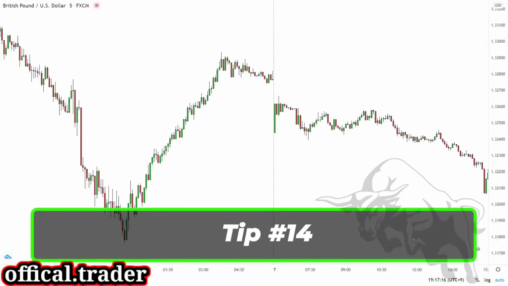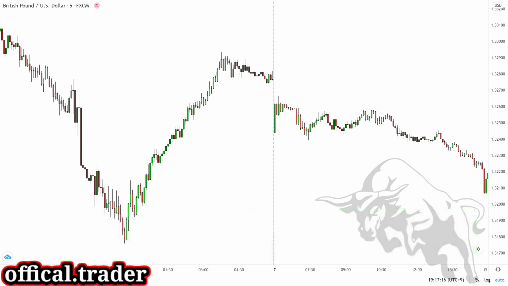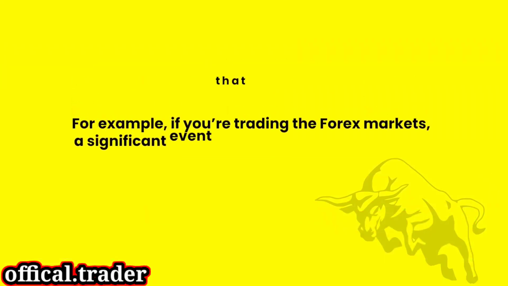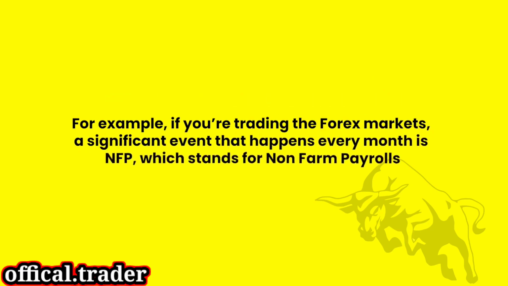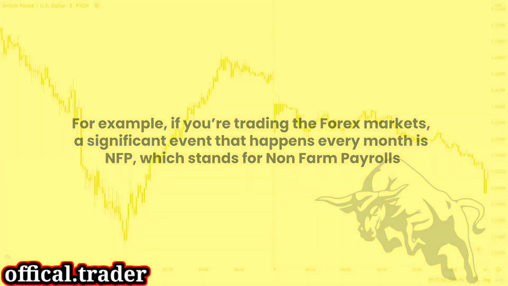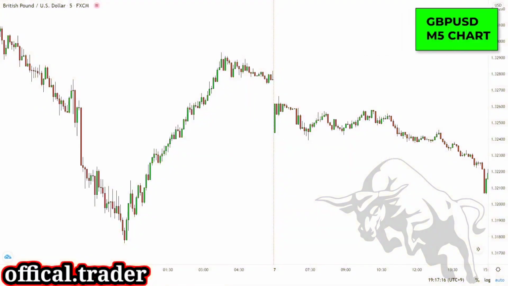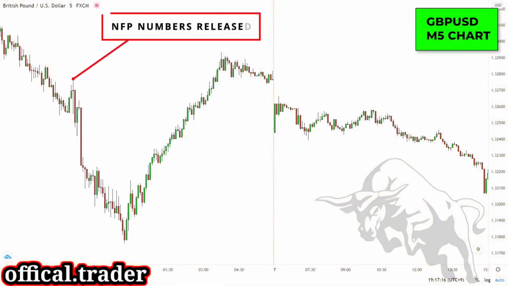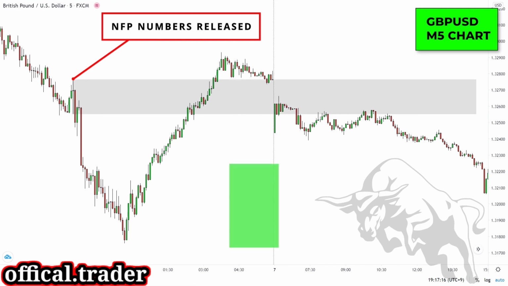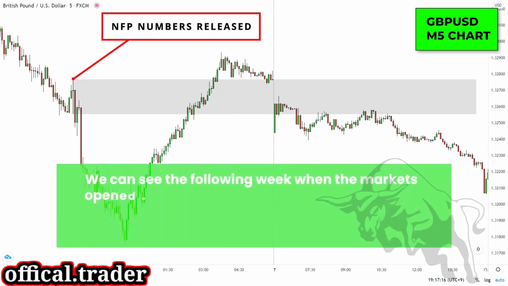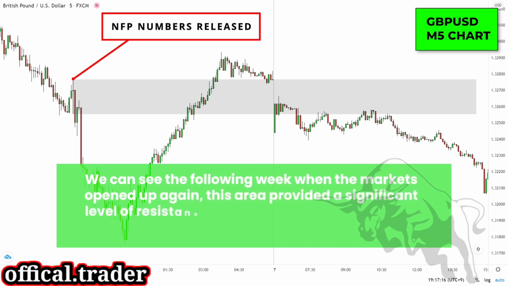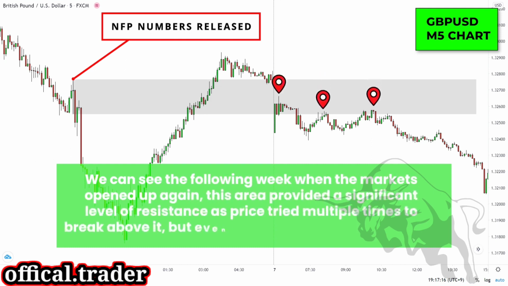Tip number 14 is to pay close attention to where significant news events happened and mark them on your chart. For example, if you're trading the Forex markets, a significant event that happens every month is NFP, which stands for non-farm payrolls. Here we have a 5-minute chart of the pound dollar. This candle right here marks the time period when the NFP numbers were released. Let's draw a rectangle around this candle, including the candle high and candle low. We can see the following week when the markets open up again, this area provided a significant level of resistance as price tried multiple times to break above it, but eventually reversed to the downside.